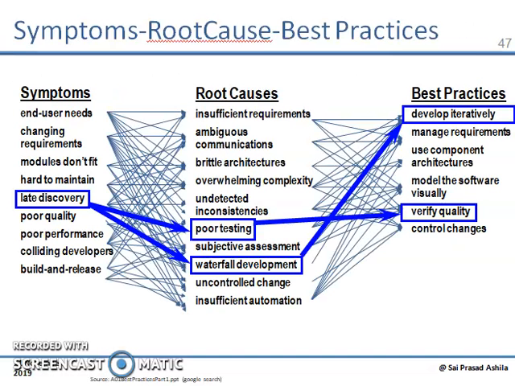And these are the symptoms and the root causes for the best practices. Late discovery can lead to poor testing and waterfall development, and waterfall development can be countered with the best practice of iterative development. And for poor testing, we need to take up the best practice of verifying the quality of it. That is quality assurance.